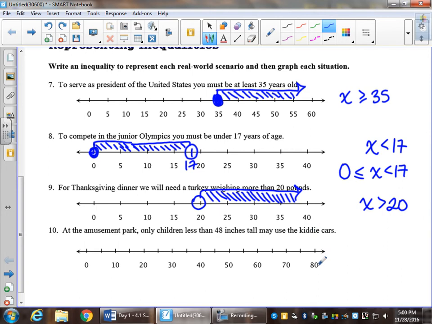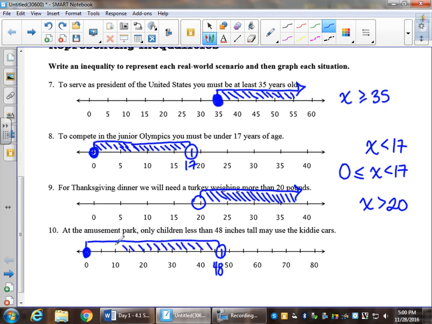At the amusement park, only children less than 48 inches tall may use the kiddie cars. So 48 is approximately right there. You have to be less than 48. So it's open on 48, shade left. We have a real world end at 0 because we can't have negative height.